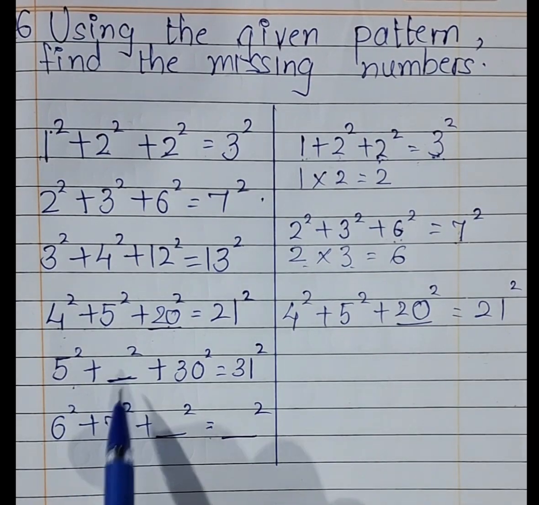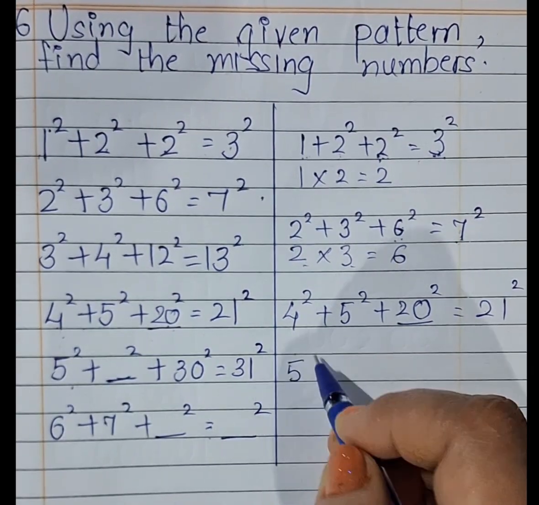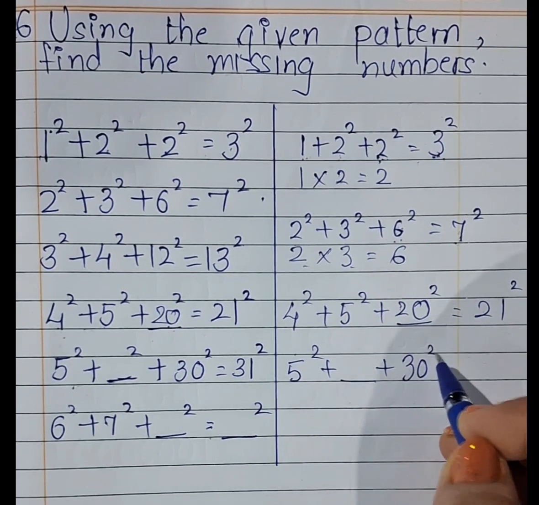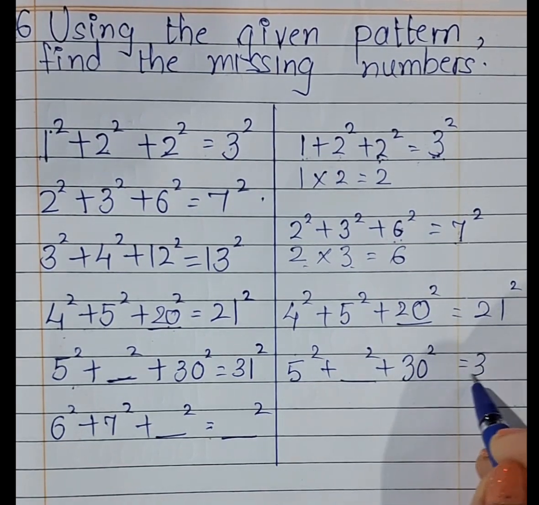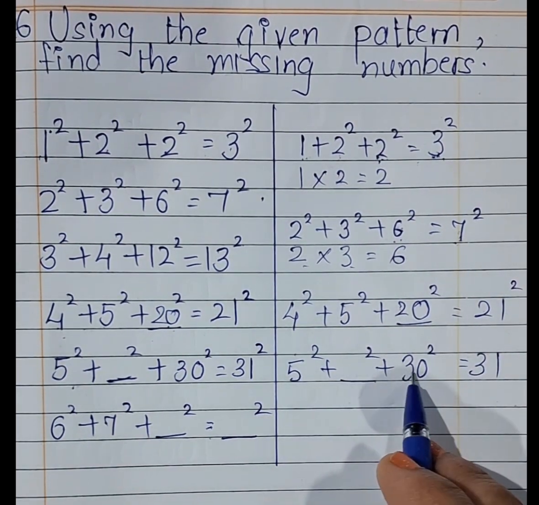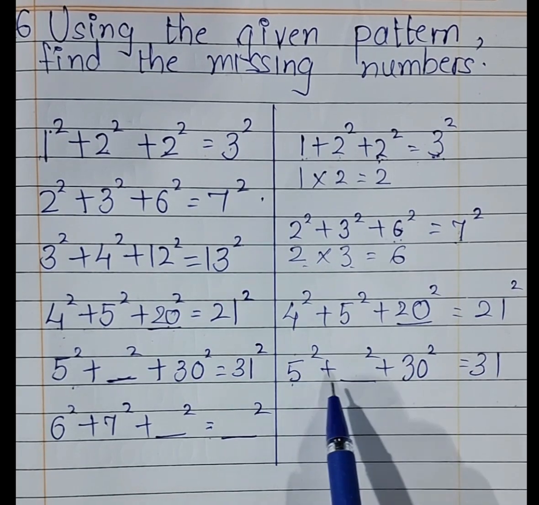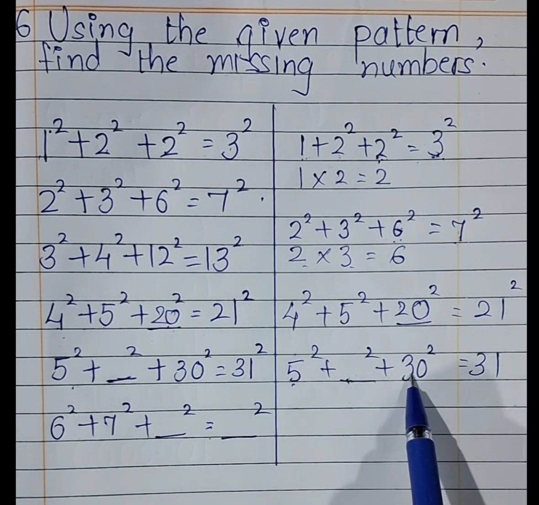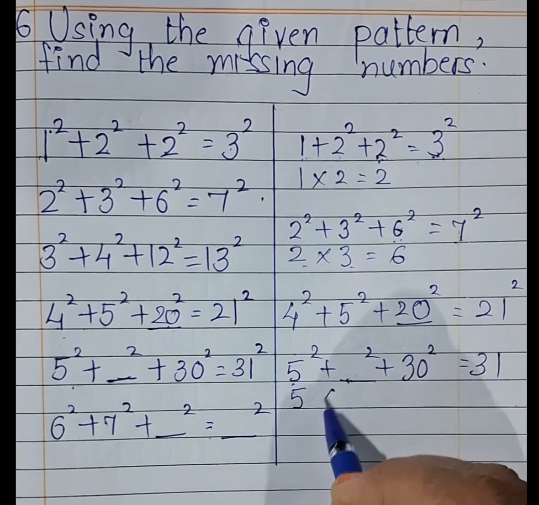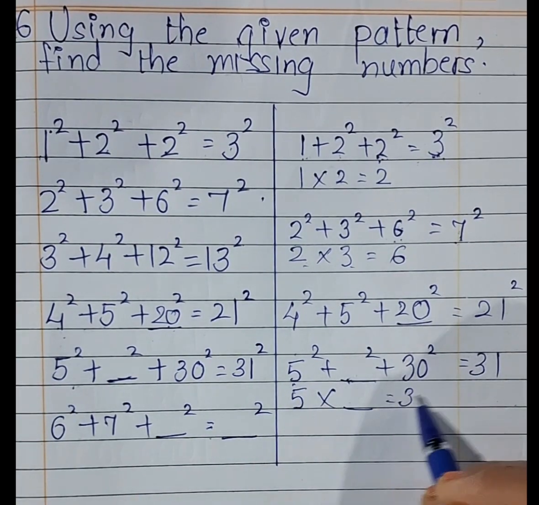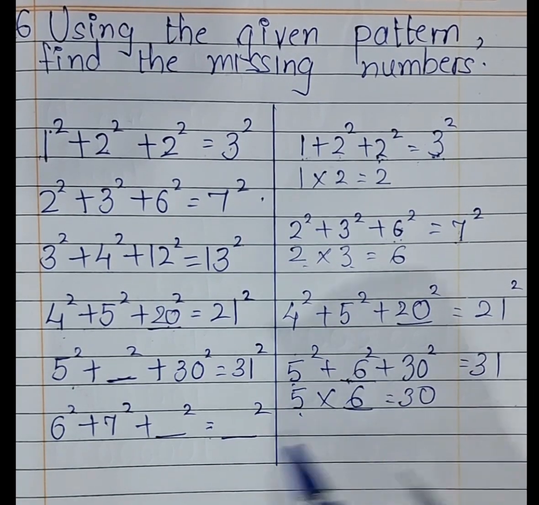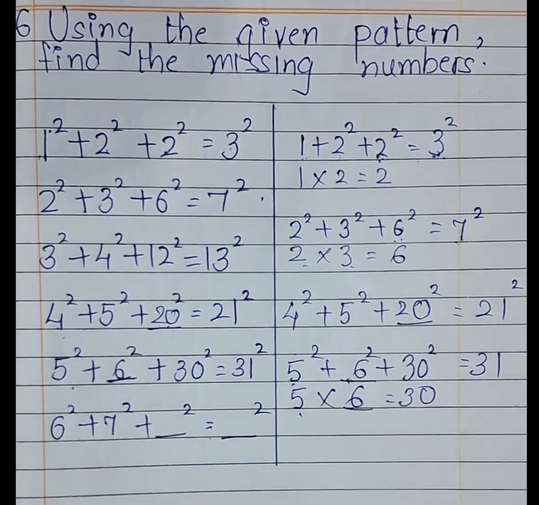Now moving on to this, let us find the missing number here. 5 square plus dash square plus 30 square is equal to 31 square. Now you know that these three numbers are in relationship. If you multiply the first and second number, you will get the third number. So 5 multiplied by what will give you 30? 5 6s are 30. So here your answer is 6 square. So here it will be 6.